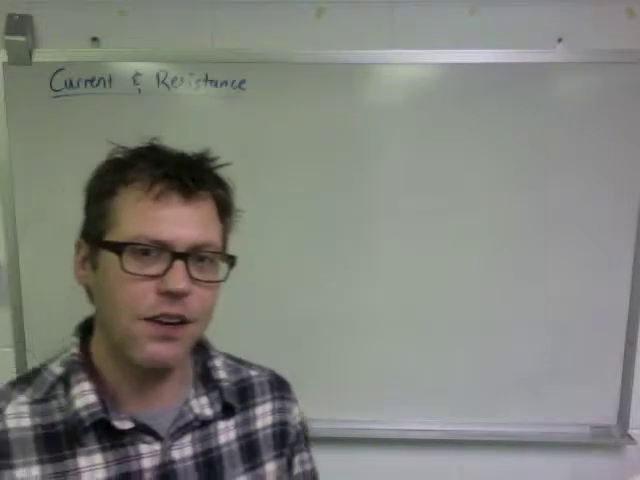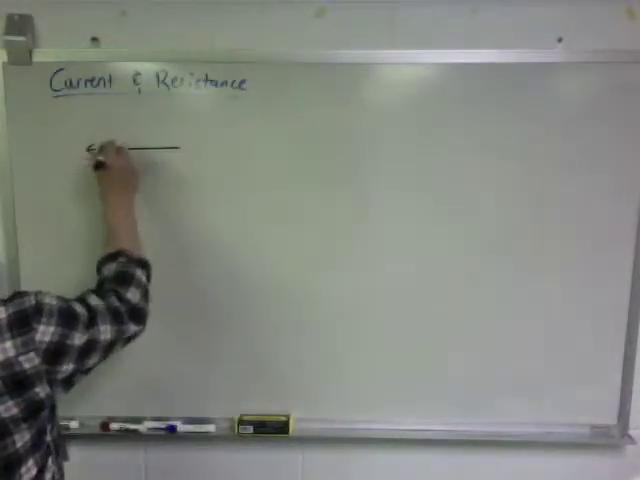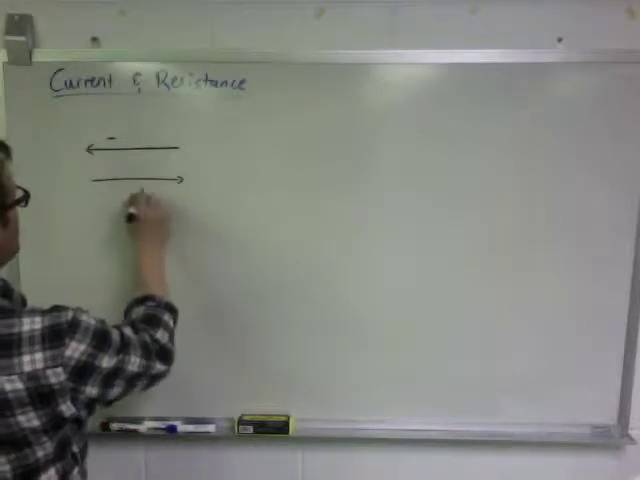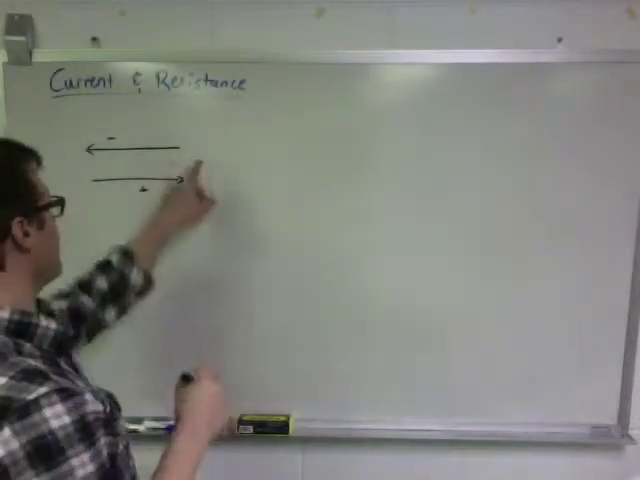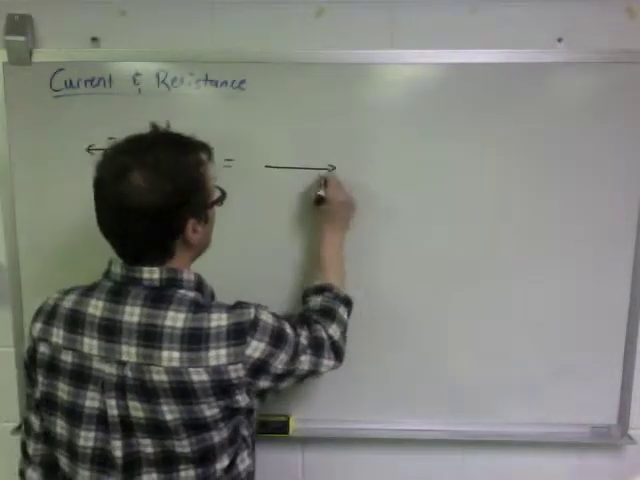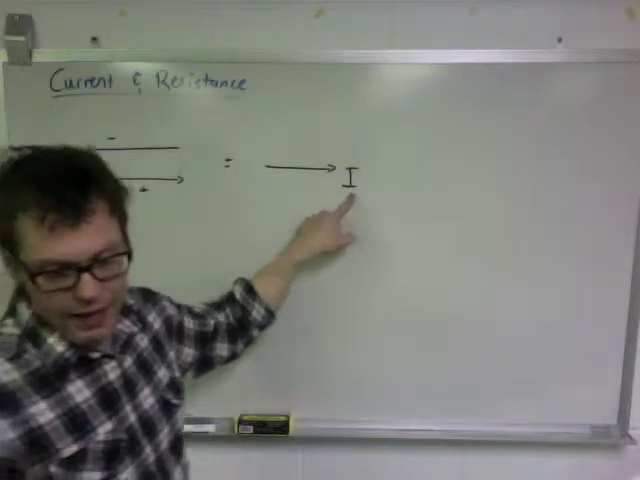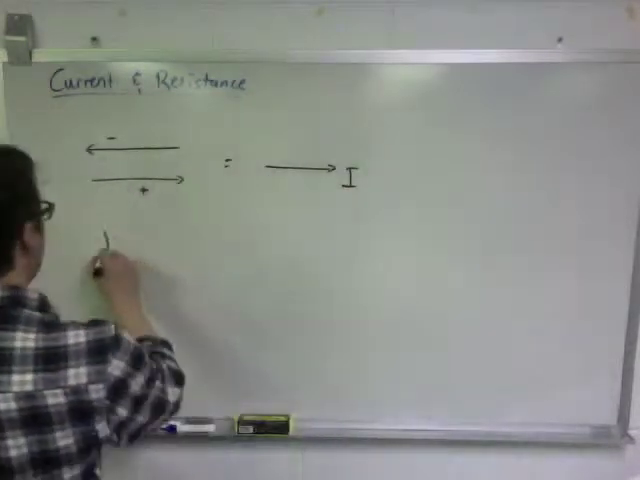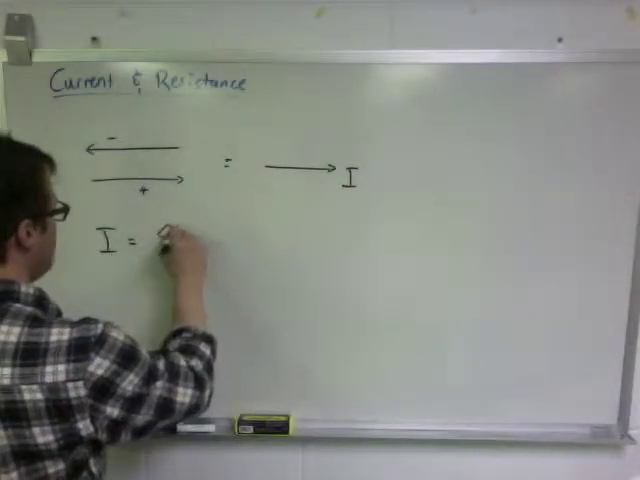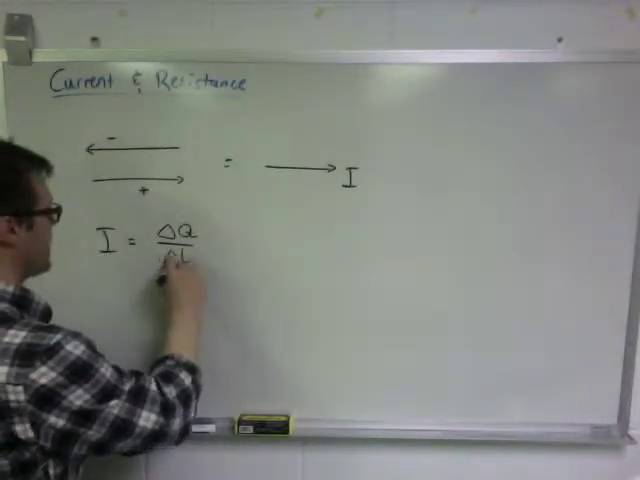Okay, so as I said, current is charge in motion, and whether electrons are flowing this way or positive charges are flowing this way, whether a negative charge is going this way or whether a positive charge is going that way, we define that to be a current to the right. I use the symbol I, and the definition of current will be the amount of charge that passes by a fixed position in space per unit time.